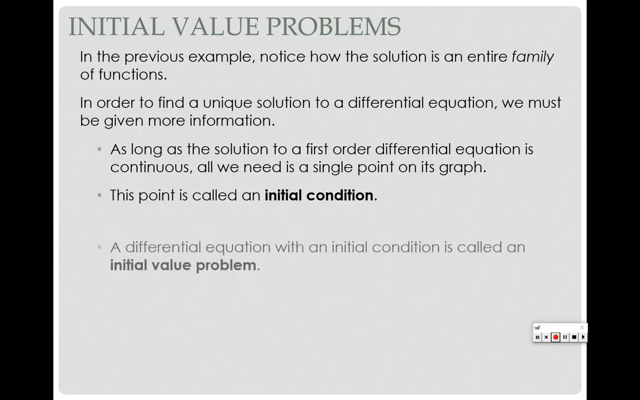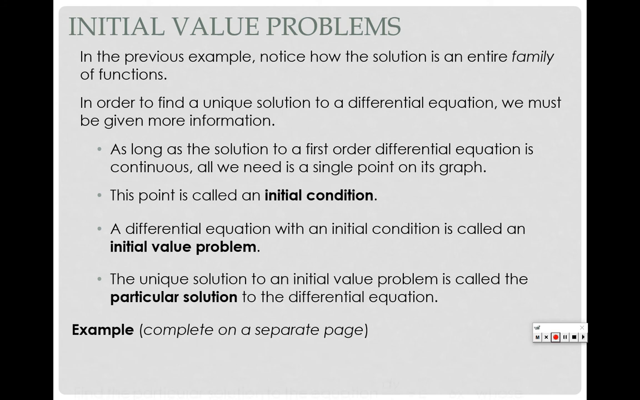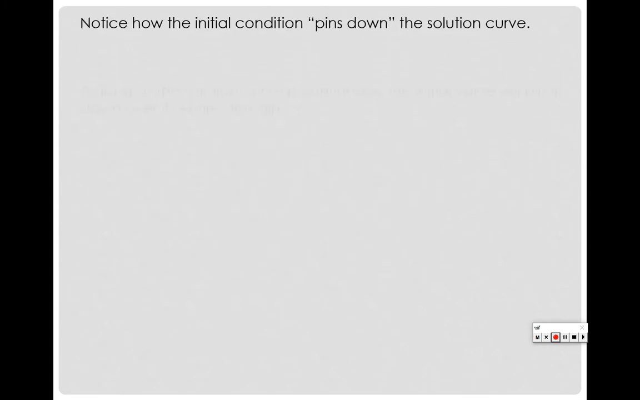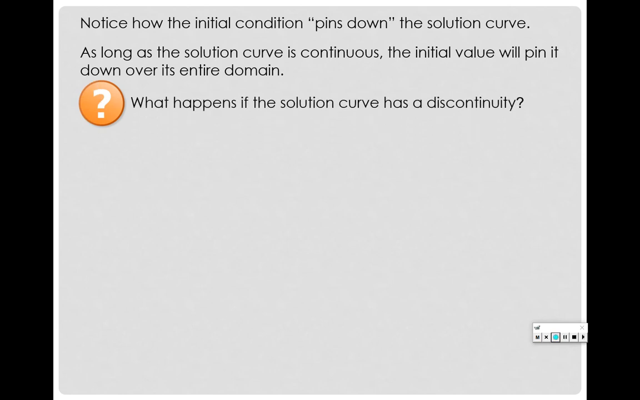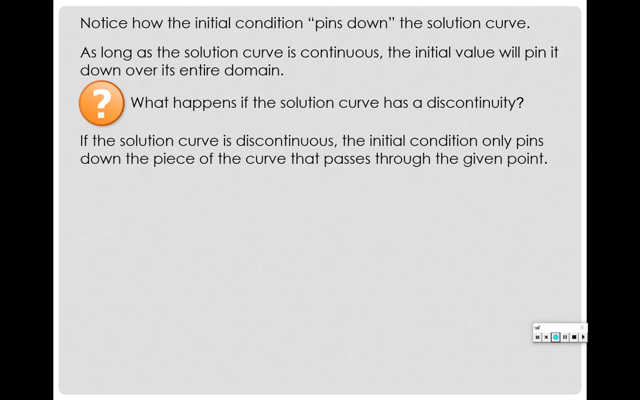And we talked about that. Initial condition, initial value problem, particular solution, yeah, and I did that, okay. Notice how the condition pins down the solution curve. It grabs one. As long as the solution curve is continuous, the initial point will pin down the curve over its entire domain. What happens if the solution has a discontinuity? If the solution curve is discontinuous, if you've got two different pieces, you're going to need a point on each part to be able to pin down both curves. Okay? Because you don't pin down the whole curve when there's two pieces to it.